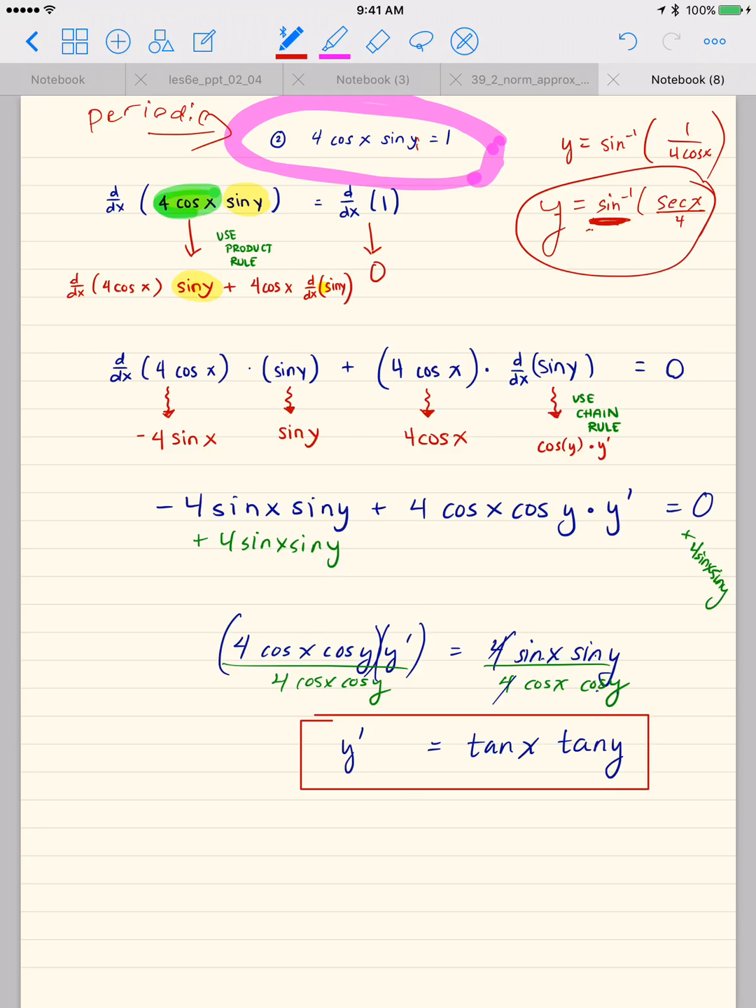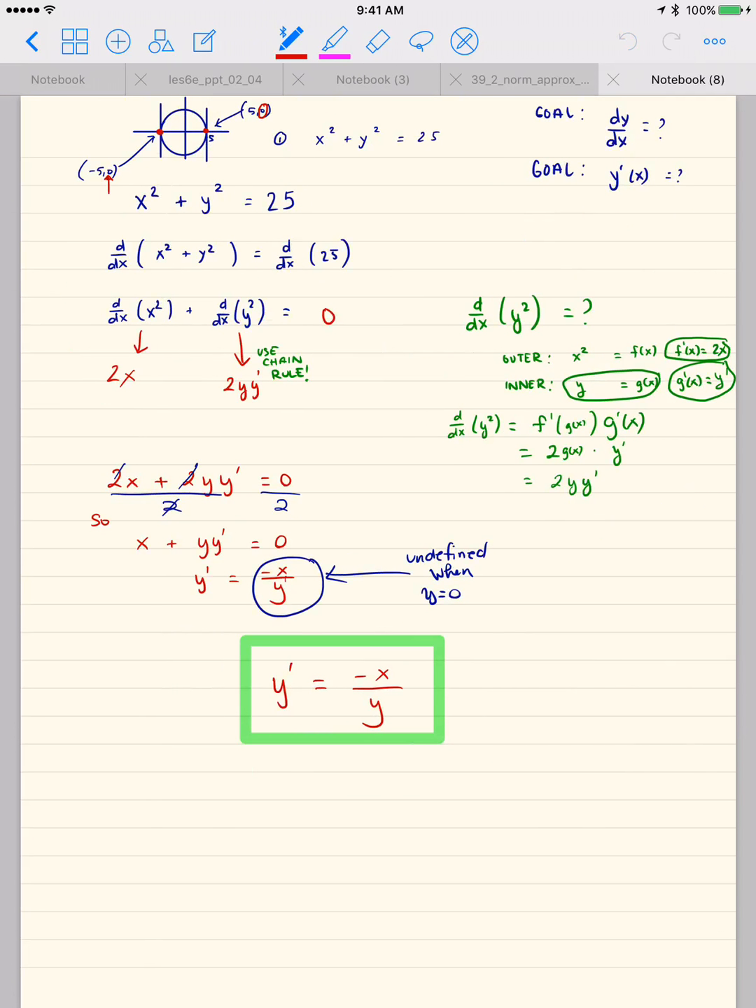So one of the reasons why you want to use implicit differentiation is because it saves you the trouble of needing to figure out how to take the explicitly defined derivative on each subdomain. We've got the same thing over here.